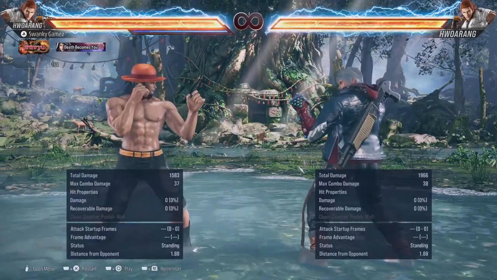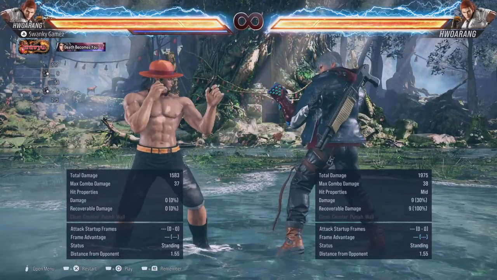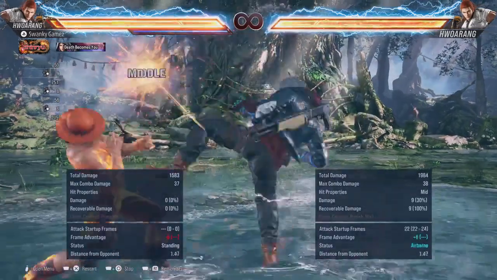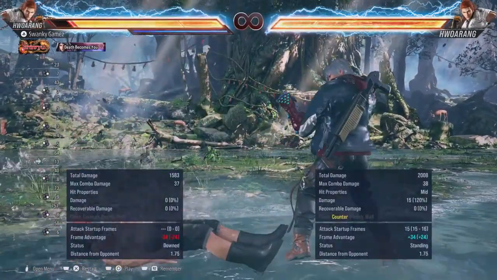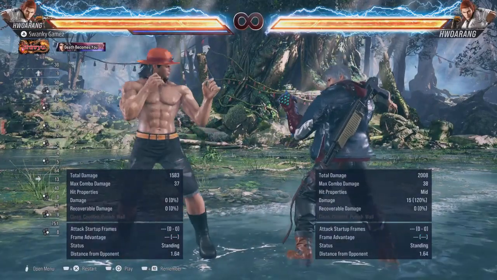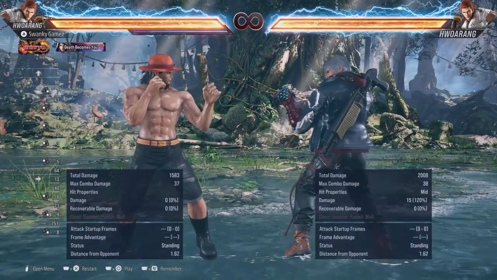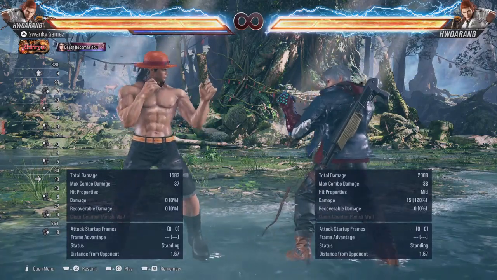Another example would be, say I did something like Horong's running 3. This is +6 on block. So if I were to try to throw out a down forward 2, it doesn't even trade. So it's one of those things where your opponent may not want to try to respect your plus frames, but if they don't even get a trade.